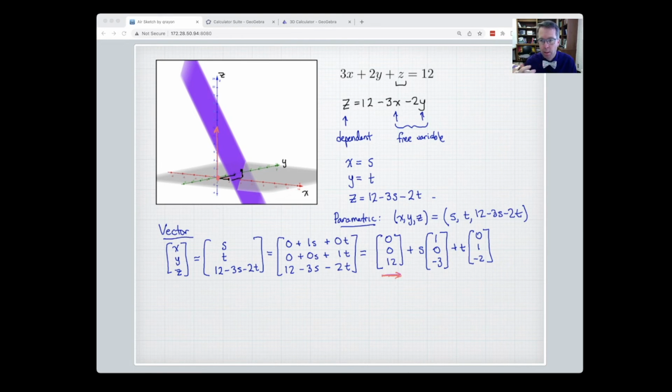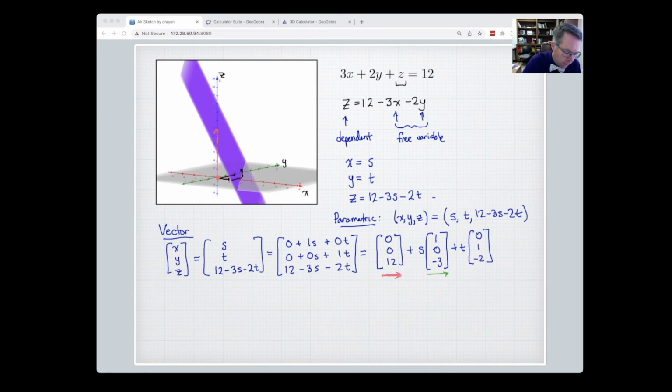I'm going to call that a point on the plane, or here we're going to call that a particular solution or a particular point. And then the other 2 vectors that we have s and t being multiples of are going to be 2 direction vectors on the plane. Those are going to correspond to, in Calc 3, tangent vectors.